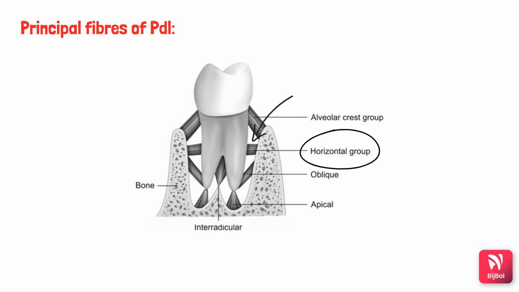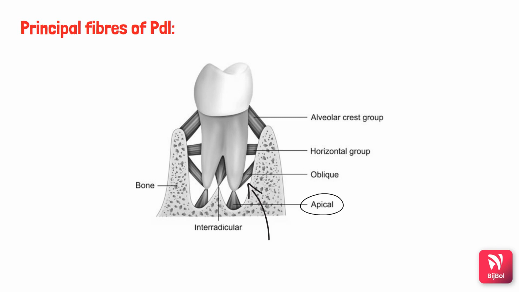Next we shall see the oblique group of fibers. Here also the origin is from the cementum on the root surface, but it runs obliquely in the coronal direction and inserts into the alveolar bone. This oblique group is the largest group seen in a tooth, and it resists vertical masticatory forces. As it resists vertical masticatory forces, it prevents intrusion of the tooth. So the oblique group of fibers is very important. They are the largest group of fibers.